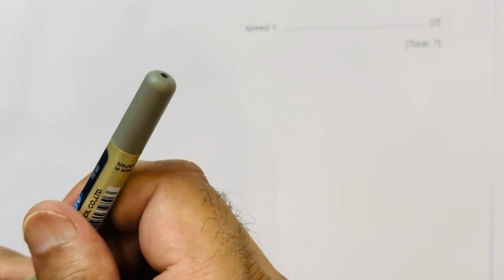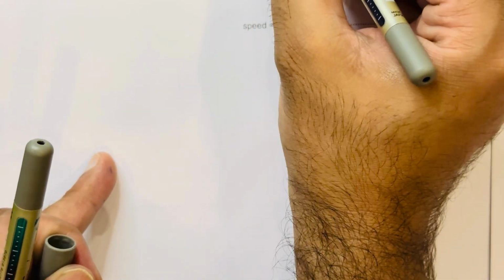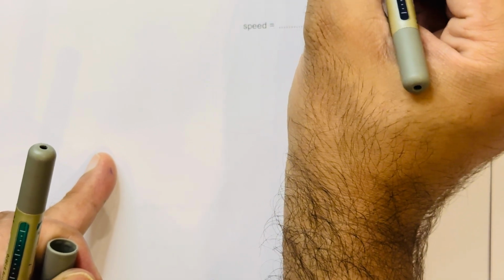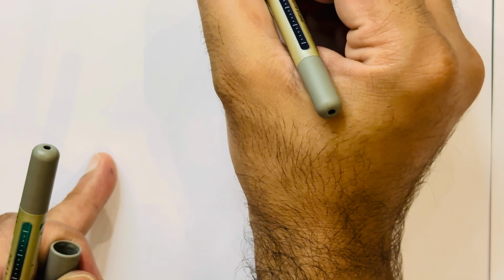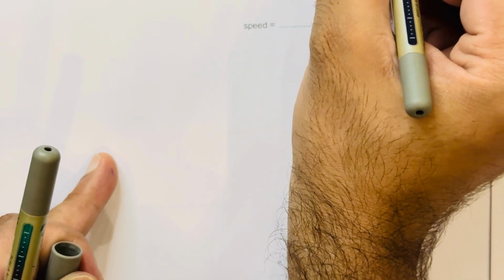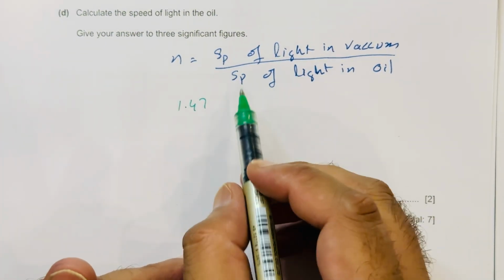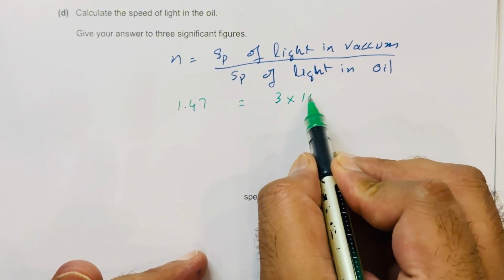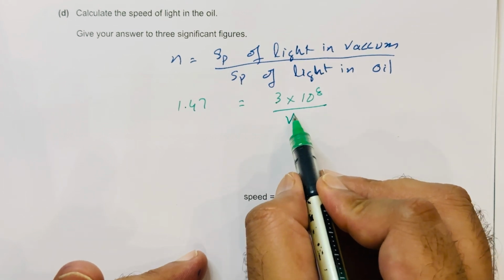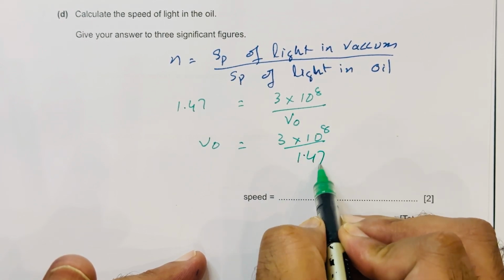So we note that the formula for the refractive index is the speed of light in vacuum divided by speed of light in oil. So 1.47, this value, speed of light in the vacuum. Now you can see this formula, and we're gonna apply. Speed of light is 3 into 10 to the power 8. We need to calculate the speed in oil. We're gonna say v o. v o is equal to 3 into 10 to the power 8 divided by 1.47.